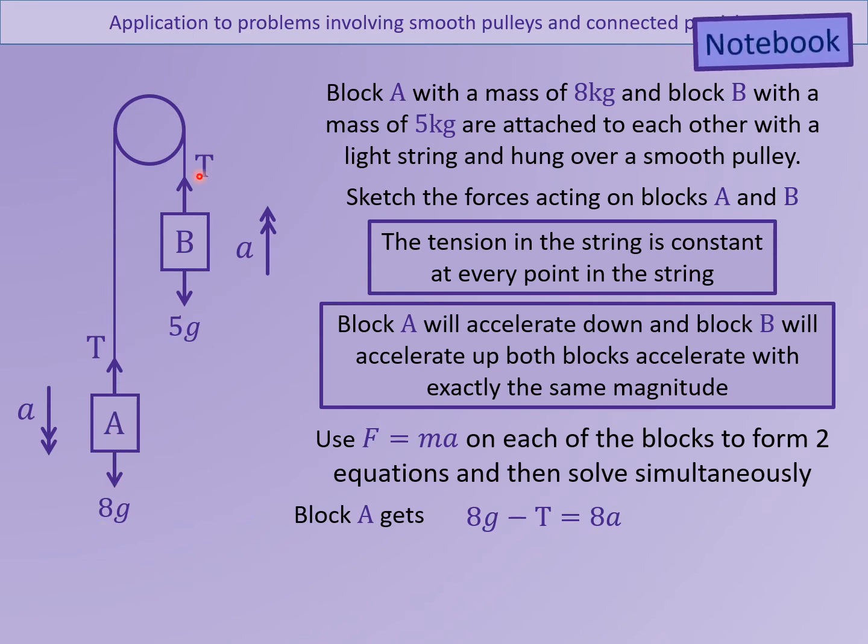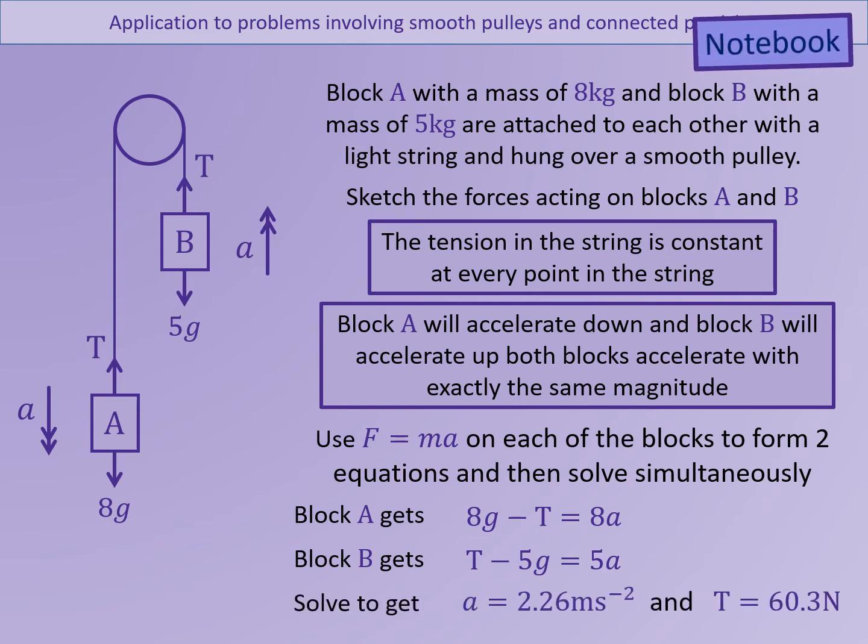We're going to do the same for block B. Block B is travelling upwards, so we're going to take positive as upwards. Therefore, the forces will be the positive forces minus the negative forces. So in this case, we get T minus 5G. This is F, and then equals ma, which is 5a. Notice that these are the opposite way around. One of them is 8G minus T, the other is T minus 5G.